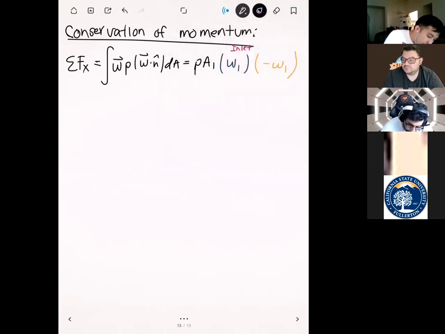And then to this, we're going to add the expression at the outlet. And so the outlet, we have a rho. Well, we say the outlet velocity is the same as the inlet, or the outlet area is the same as the inlet.